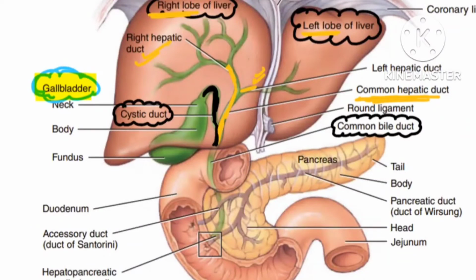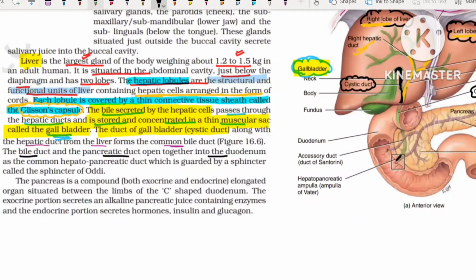If you see carefully, this green color is the bile duct, okay? The common bile duct, which is opening along with the pancreatic duct into this area. Focus, I'll use a different color. This is the one which is known as the hepatopancreatic duct. And the hepatopancreatic duct is guarded by the sphincter that is known as the sphincter of Oddi. Clear beta?